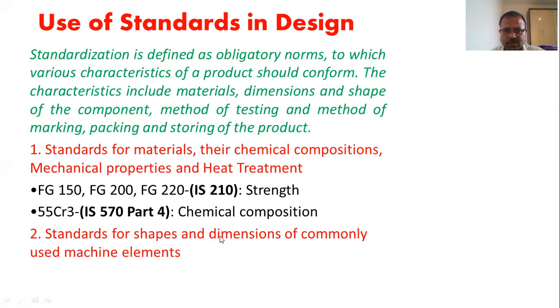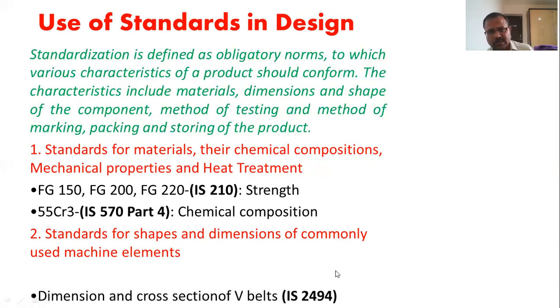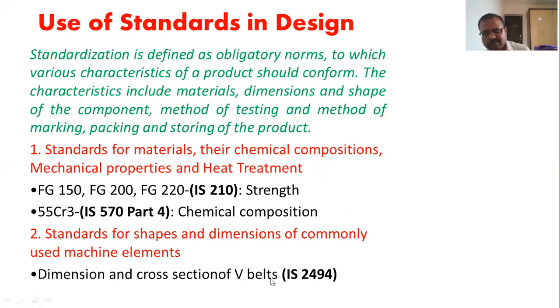The second standard is related to shapes and dimensions of commonly used machine elements. For example, if we are talking about the dimensions of V-belts, the V-belt cross section is generally trapezoidal. So a trapezium has top width, bottom width, angle, and height. We can obtain these dimensions for various cross sections with the help of the IS code, IS 2494.